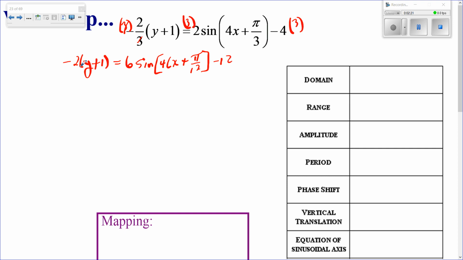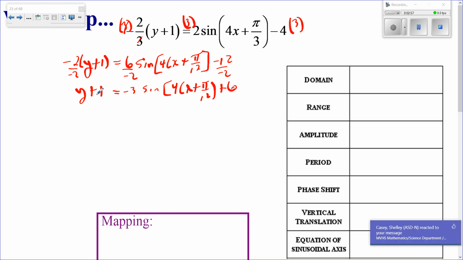Okay, so now I want to get rid of the negative 2 next. So I'm going to divide everything, so this whole left side, by negative 2. Now each term over here by negative 2. So that's all 1. And then divide here by negative 2. I'm going to be down to y plus 1 equals negative 3 sine 4x plus pi over 12. Negative 12 divided by negative 2, this will be now plus 6.